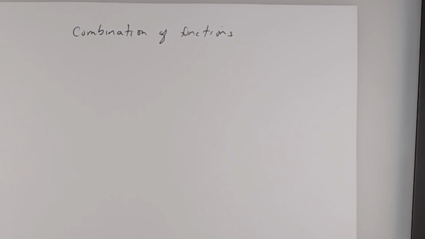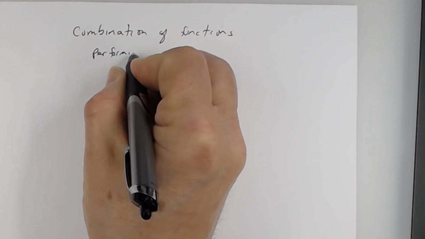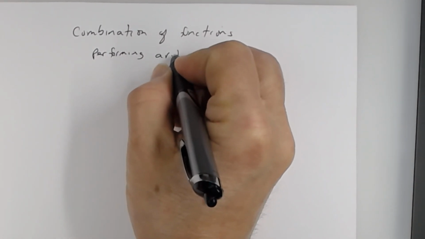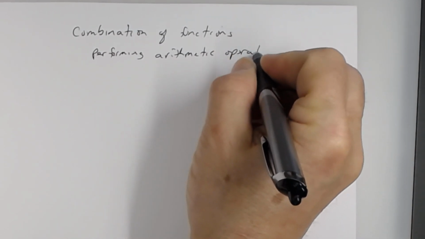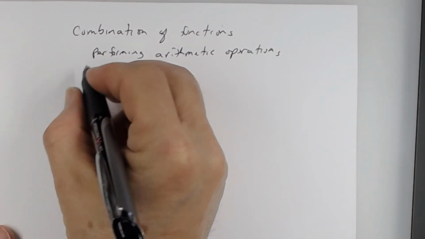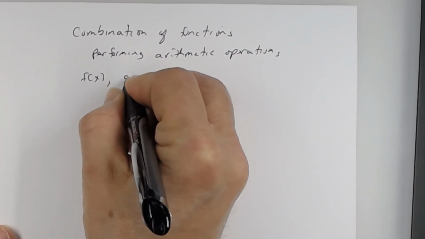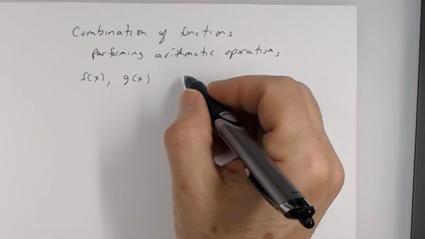So basically, when you talk about the combination of functions, you're just performing arithmetic operations. In other words, I'm going to give you two functions, f of x and g of x. For us, they're going to be polynomial functions.